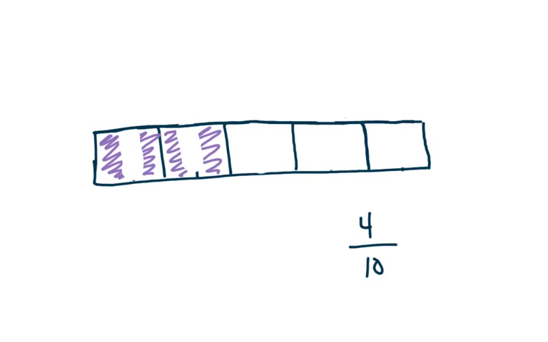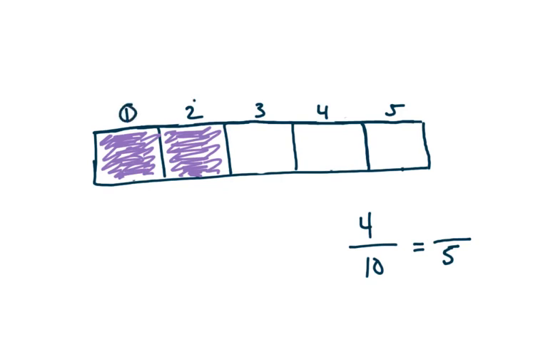And so what I now have, instead of it being split into tens, I now have it split into 5 pieces. 1, 2, 3, 4, 5. It's split into fifths. And 2 of those pieces are colored, so it's 2 fifths. Now, I didn't change how much I had colored. The same amount's colored. My whole hasn't gotten any bigger. And so I have kept things equivalent.